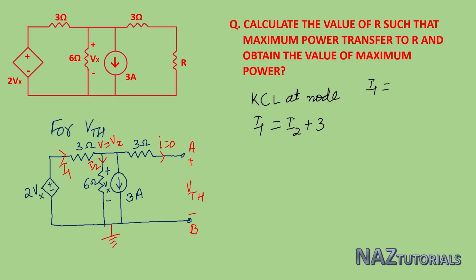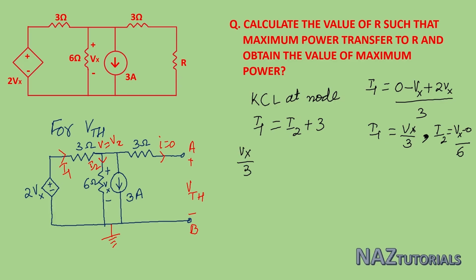If you analyze I1, that is initial voltage 0 minus final voltage Vx plus source voltage in the current direction, that is 2Vx, divided by 3. So this I1 is Vx by 3. Now see the value of I2. This I2 is Vx minus 0 divided by 6. Put all these values: I1 is Vx by 3 and I2 is Vx by 6, and calculate this Vx. Our calculated Vx is 18 volt.